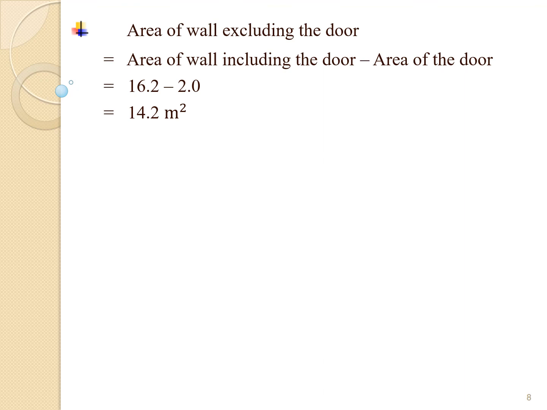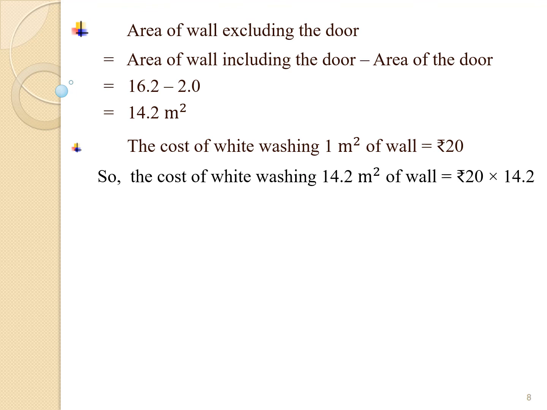Now, let us find the cost of whitewashing the wall. The cost of whitewashing 1 square meter of wall equals rupees 20. So, the cost of whitewashing 14.2 square meters of wall equals rupees 20 into 14.2, which is equal to rupees 284. Thus, the cost of whitewashing the wall is rupees 284.